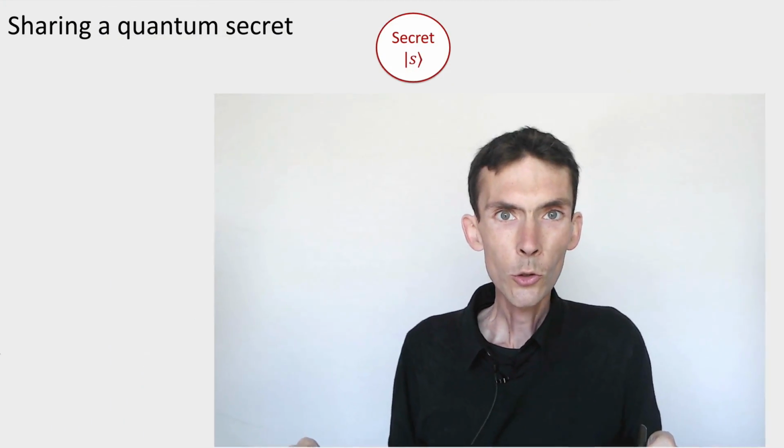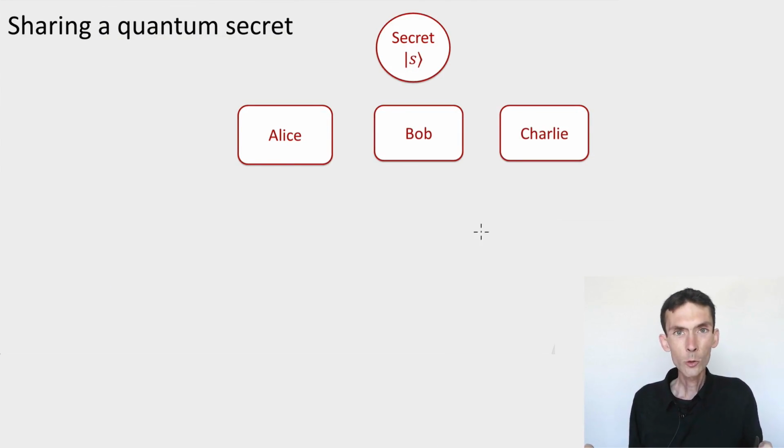Alright, so we've seen how to share a classical secret using a quantum state. Now let's see how we could share a quantum secret using quantum states. It's going to be a little bit challenging, and in particular we're going to need to use 3 different parties among which to share the secret. And I'll tell you a little bit later why we needed 3, we couldn't do it for 2, and you can think about it already.